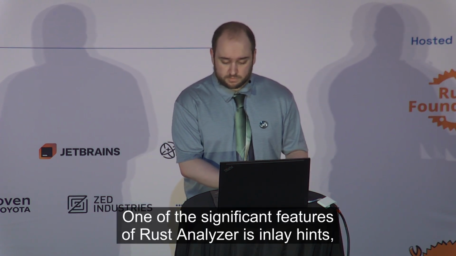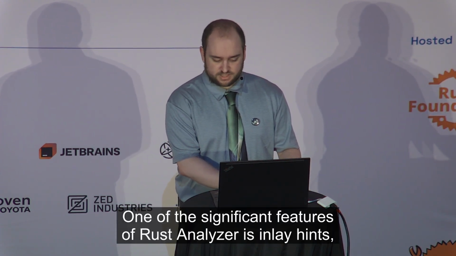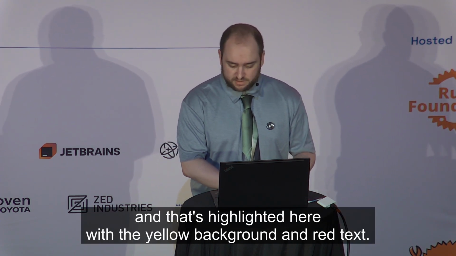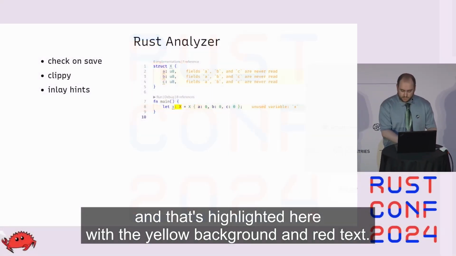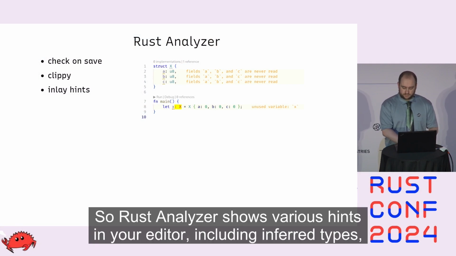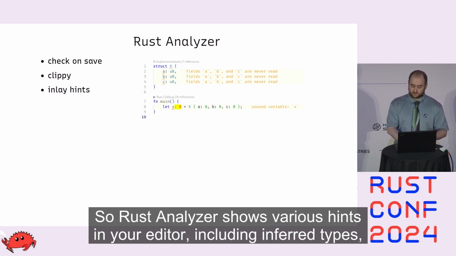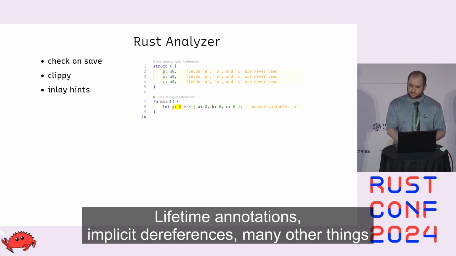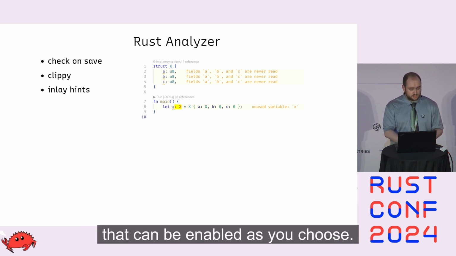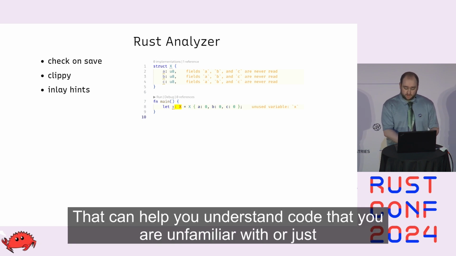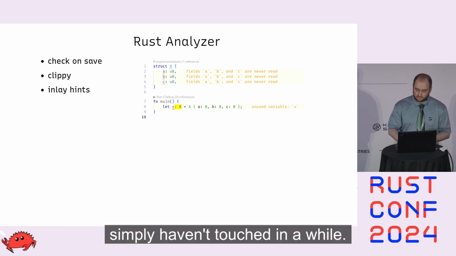One of the significant features of Rust Analyzer is inlay hints, and that's highlighted here with the yellow background and red text. So Rust Analyzer shows various hints in your editor, including inferred types, which is what's shown here, lifetime annotations, implicit dereferences, many other things that can be enabled as you choose. And that can help you understand code that you are unfamiliar with or just simply haven't touched in a while.